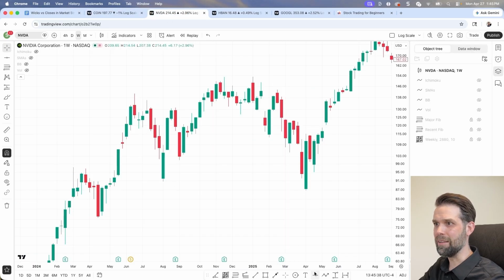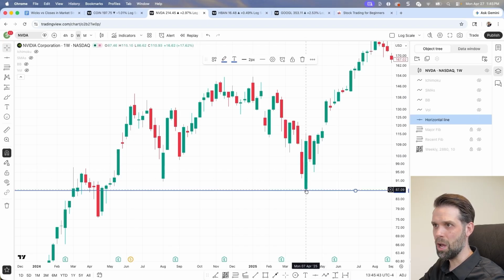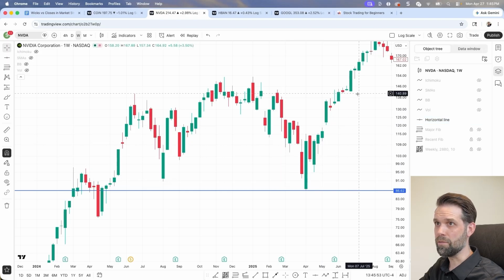Another example, NVIDIA here in the April 25 tariffs, when everything went down, we went all the way down to about $86, which is below this wick. However, this is actually not a lower low. It is a higher low, and we can see NVIDIA did well from that area.